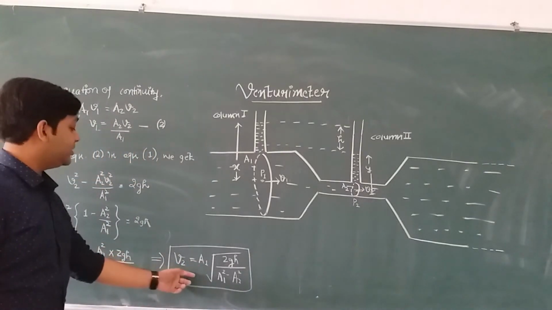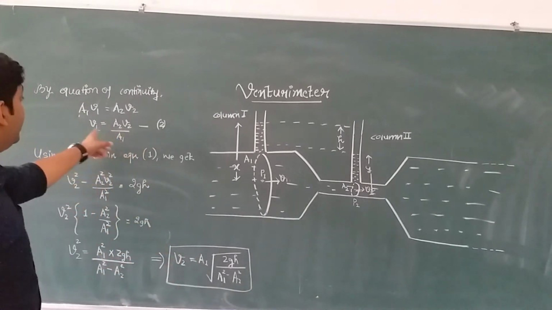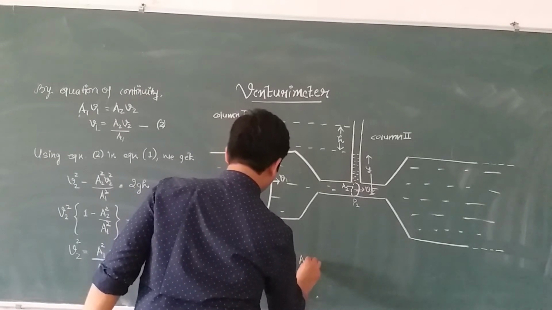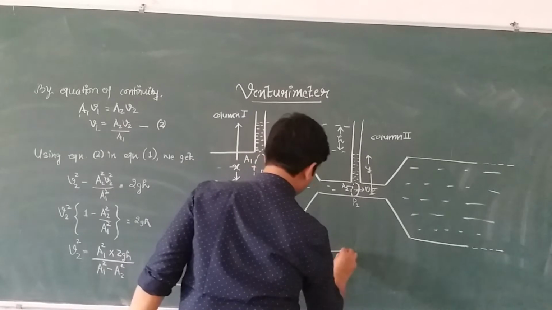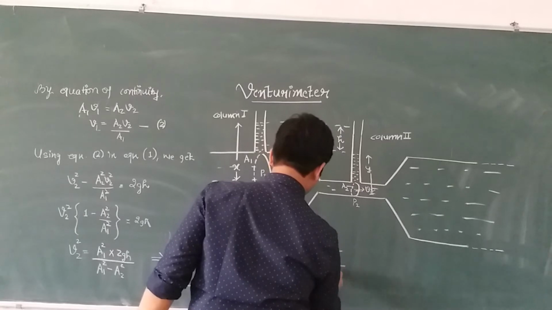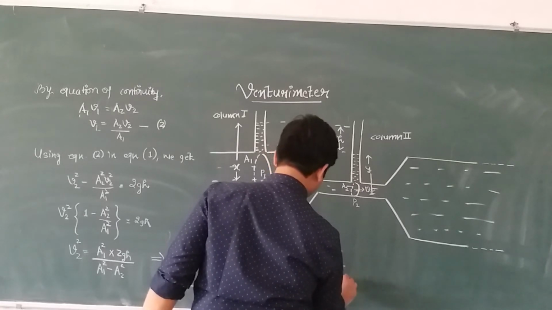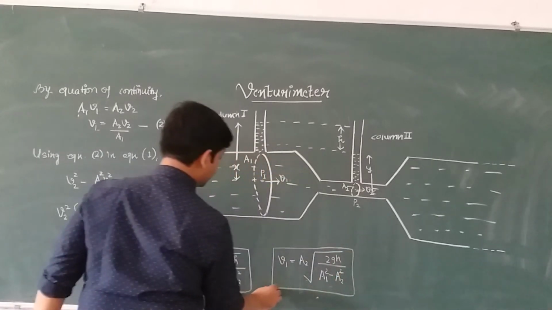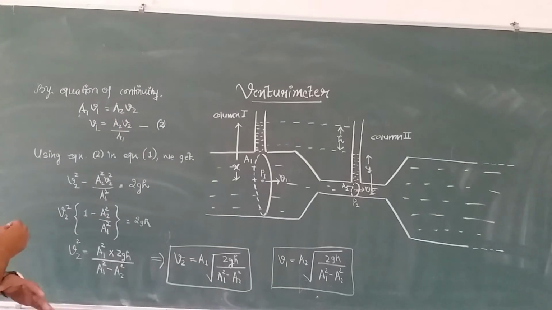Now if we substitute this value of V2 in this relation, what you will get? You will get V1 is equal to A2 under root of 2gh upon A1 square minus A2 square. So this is the velocity of fluid at cross sectional area A1. I hope you must have noted it down. So I'm going to erase this now.